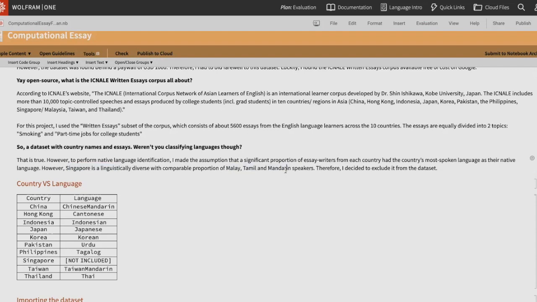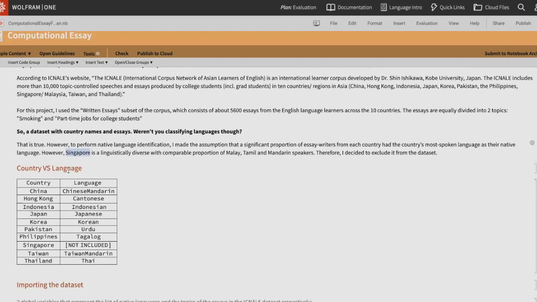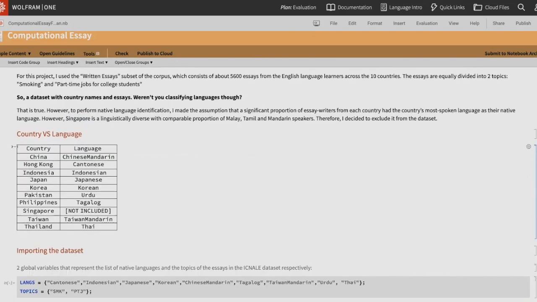However, I decided to shove that away by working on the assumption that the country's most spoken language be termed as their native language. And yes, I admit that might introduce some error and some variation in my results. Countries that were extremely linguistically diverse, like Singapore, that I mentioned earlier, were removed from the analysis altogether. And therefore, this is the kind of assumption that we worked with in the project, with China having their native language as Chinese Mandarin, Hong Kong as Cantonese, so on and so forth. As you can already see, Singapore was excluded from our data set.